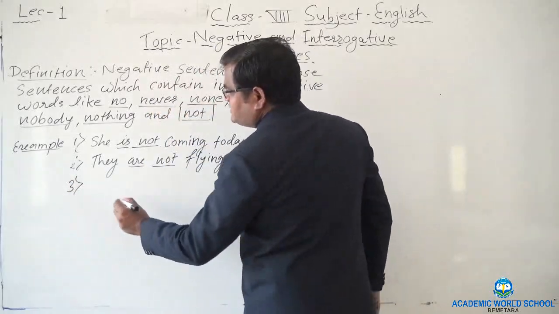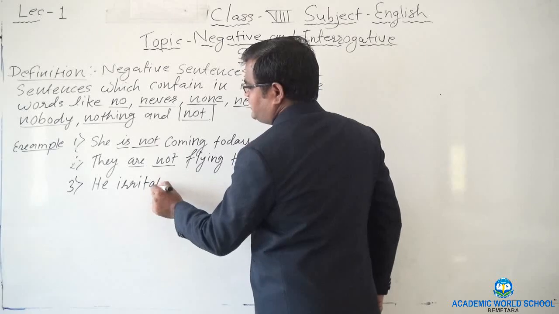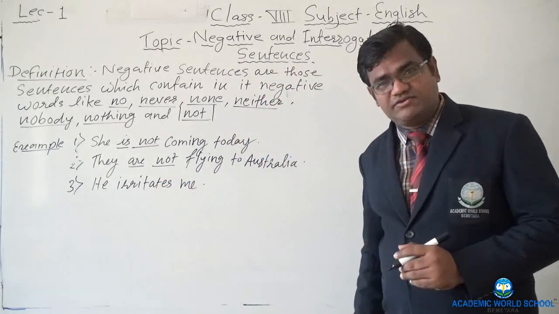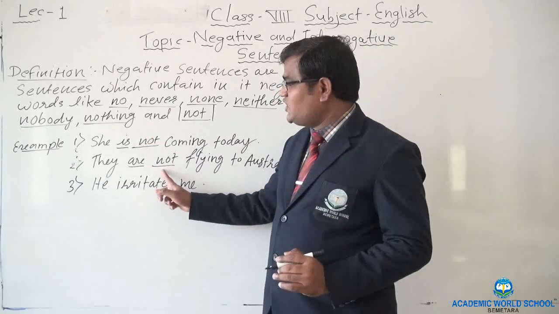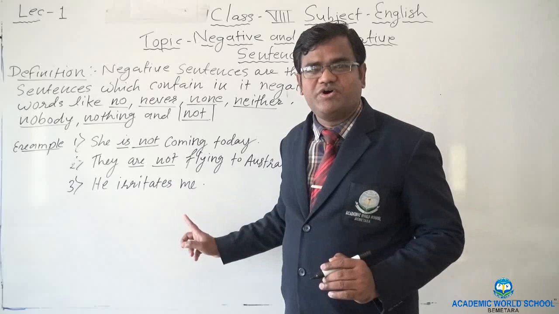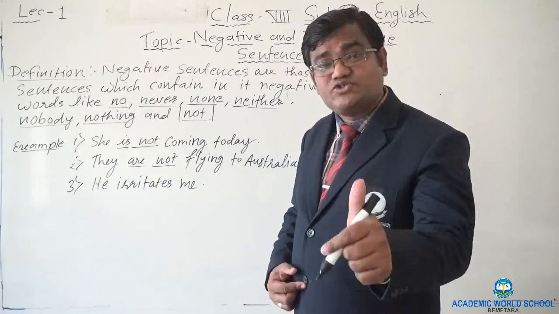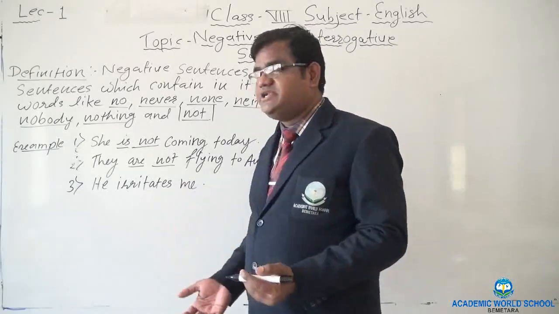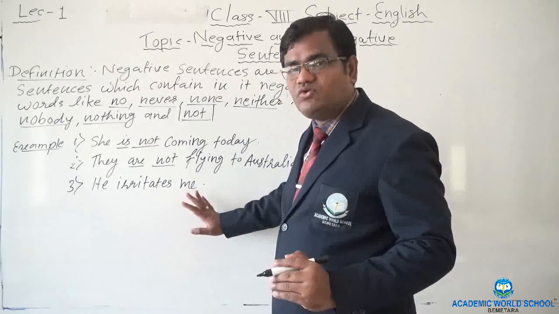For example, he irritates me. Now how to make it negative? That is the question, right? Because I said we have to add not only after a helping verb, but there is no helping verb here at all. In that case, some students face a problem. Simply they make the sentence like, he did not irritate me. Why did not? So I am telling you the rule for that.